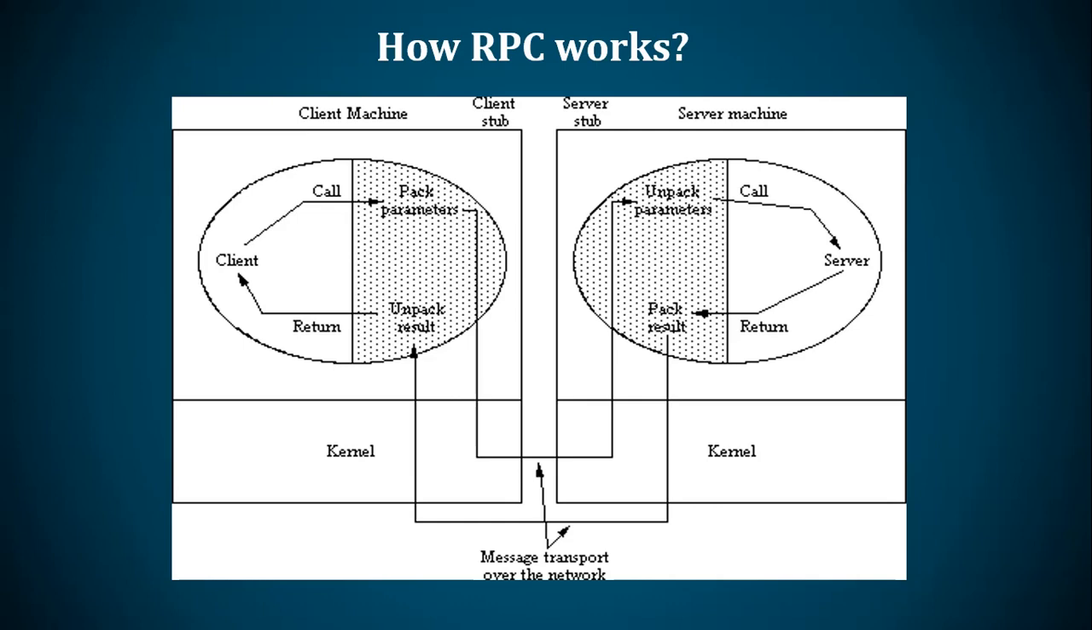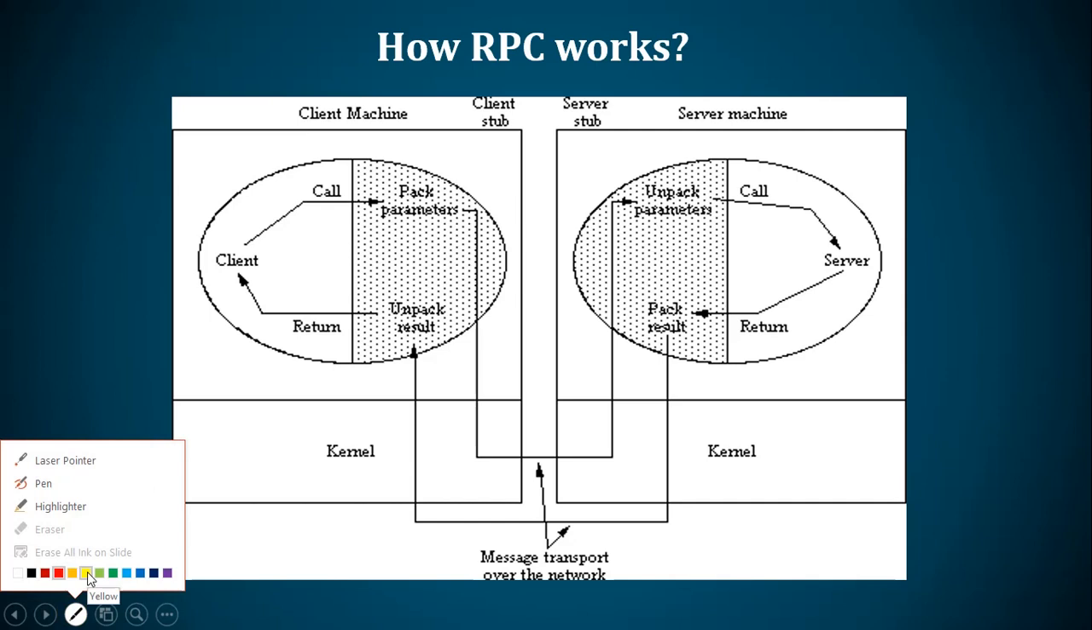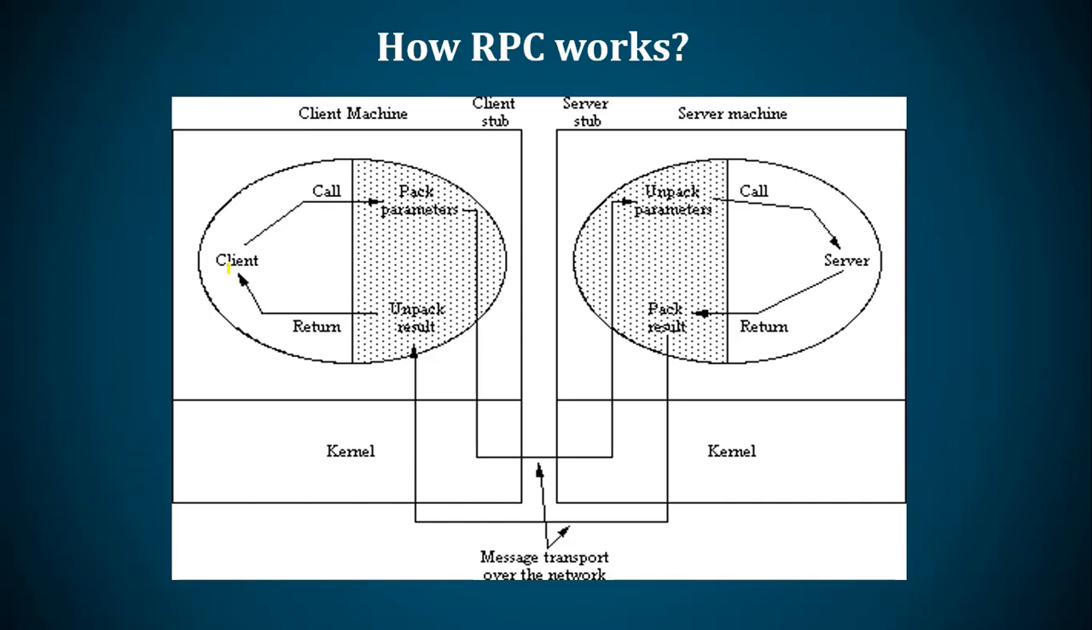So, for any remote procedure call, what will be the sequence? We will understand this with this diagram. So, first step is, this is the client machine and this is the server machine. So, in step 1, the client procedure calls the client stub like a normal procedure call. So, the client is going to call like a normal procedure.